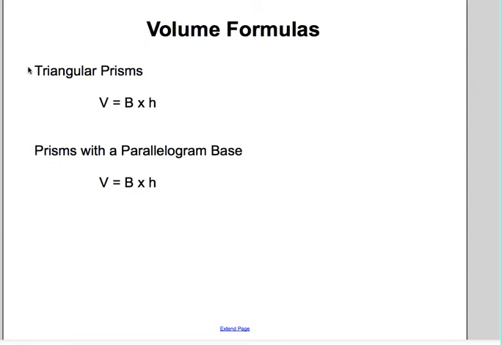Now, when we were working with rectangular prisms, I taught you the formula for volume, which equals area of the base times the height. Well, the cool thing about volume is the formula really doesn't change. No matter what shape the prism is, as long as you find the area of the base and multiply that by the height, you've got your volume. You just have to remember to use the proper area formula for whatever shape the base is.